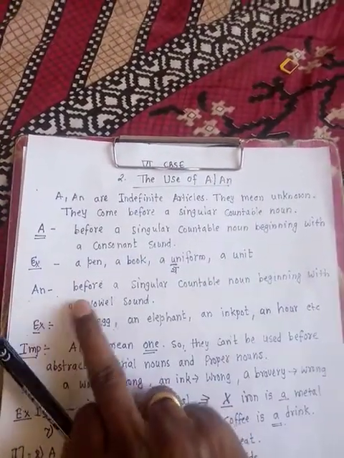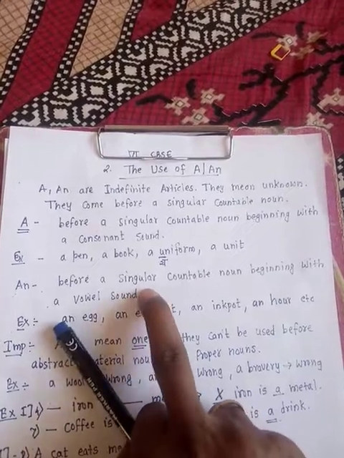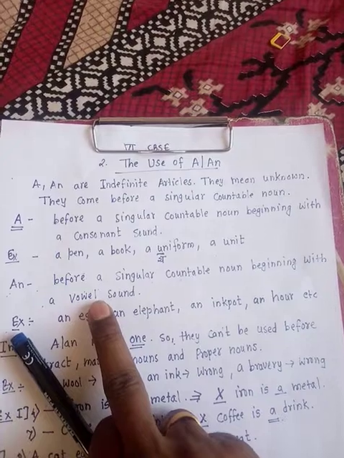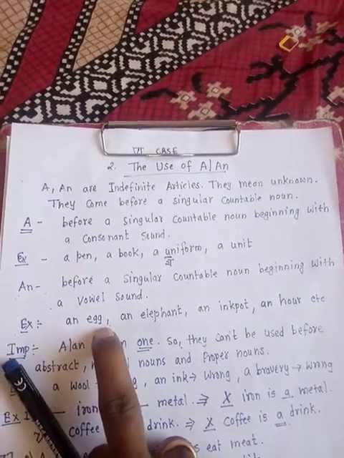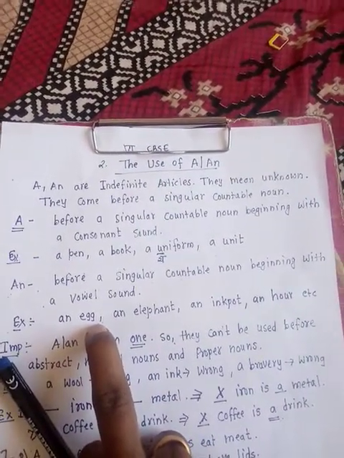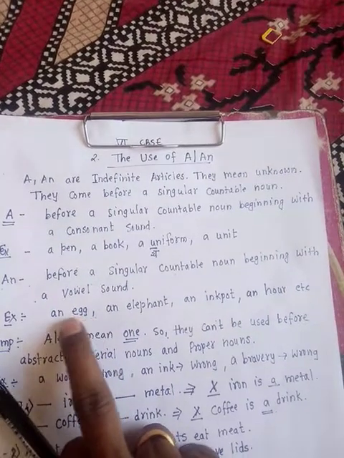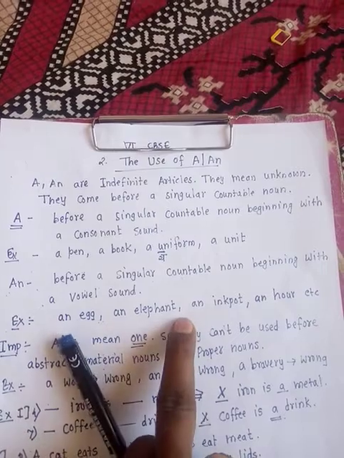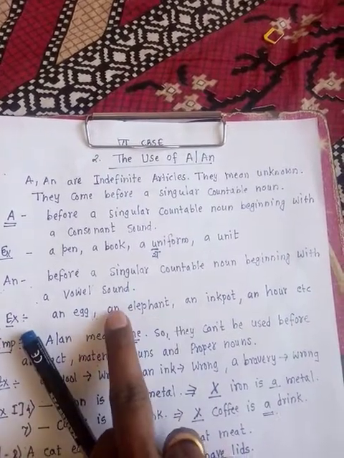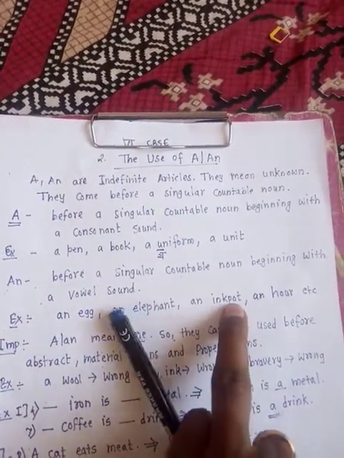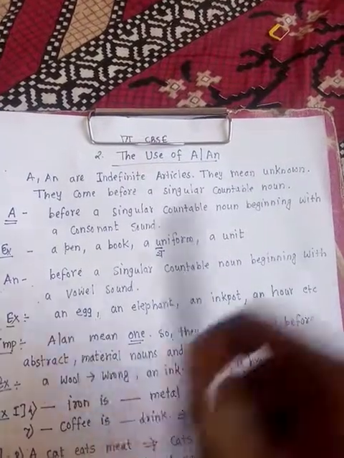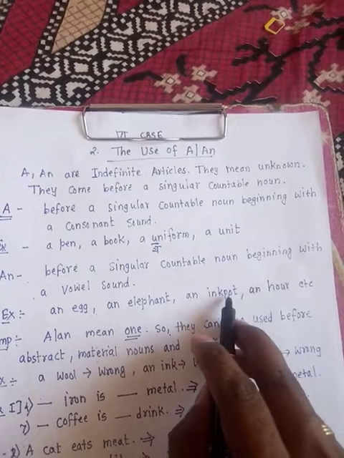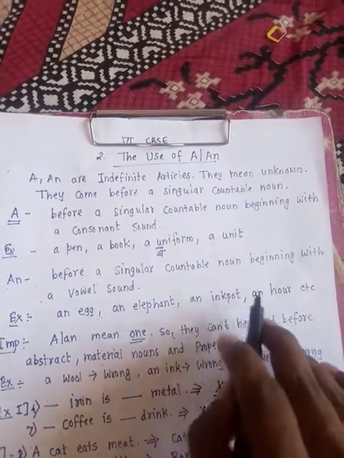And an is used before, again it should be a singular countable noun beginning with a vowel sound. See here, egg is a singular, countable noun. So an egg means one egg. An elephant means one elephant. An ink pot means bottle of ink. Ink you cannot count in number, but you can count ink pot. An ink pot means one ink pot.